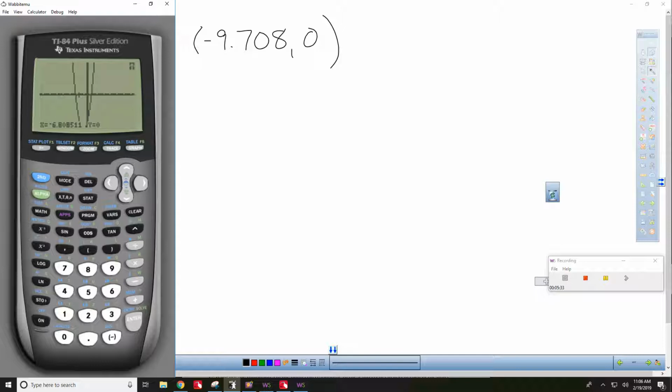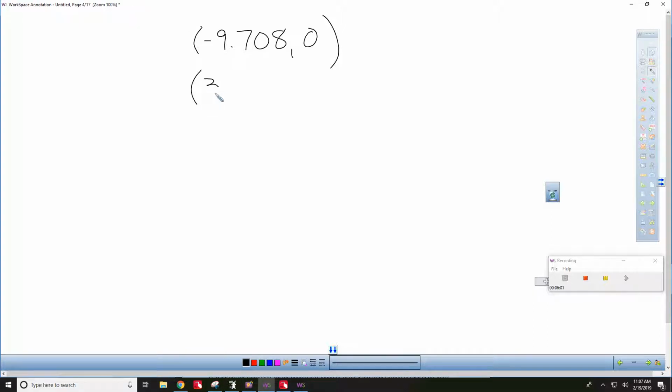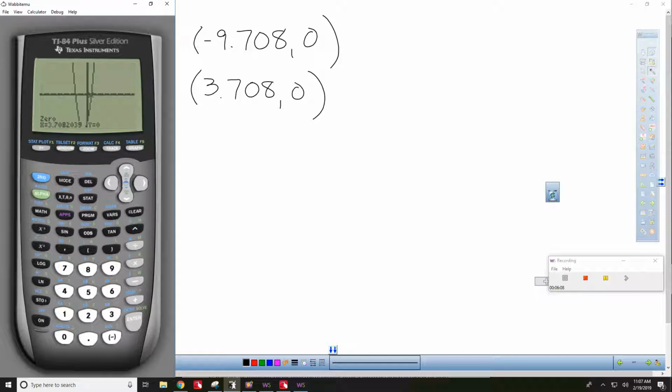So let's go second, calculate the other zero now. Now we've got to get this bug moving to the right. The zero is where it crosses the axis. Hit enter, get to the right of that zero point, hit enter. It's taking a guess in between those two arrows. And the other one is 3.708, comma 0. Now, so that this makes sense, Carson, let's go back to the equation. This was for y equals 1, 6, and negative 36.